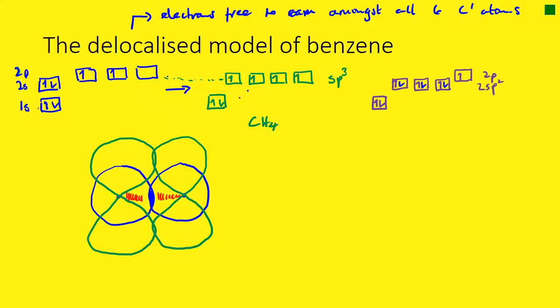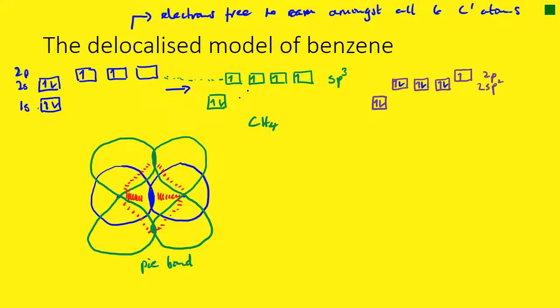Like so, and so your overlap occurs above and below, and so our attraction in our double bond is between this green overlap area and the nucleus, and also on the way down as well. That's the attraction in a double bond, and this is called a pi bond. So let's just label those. This green one, we'll call that a pi bond, P-I-E bond.